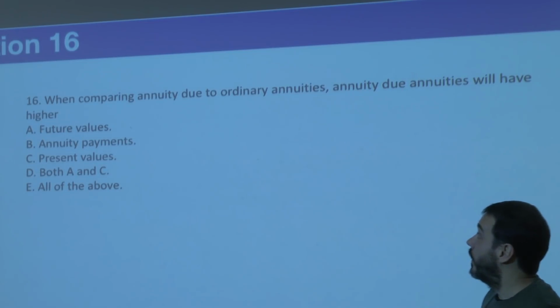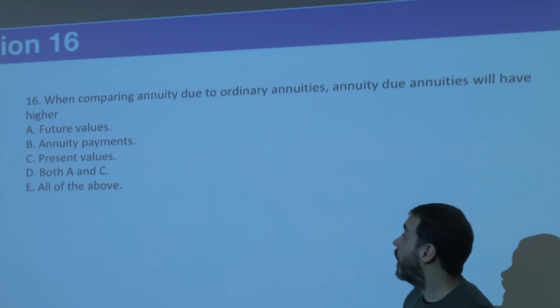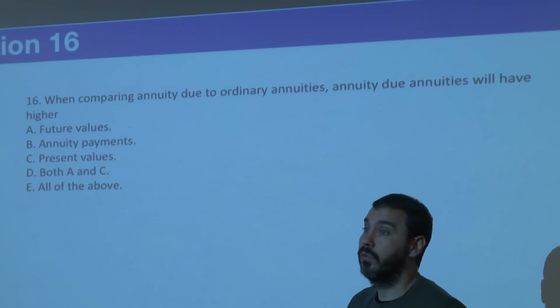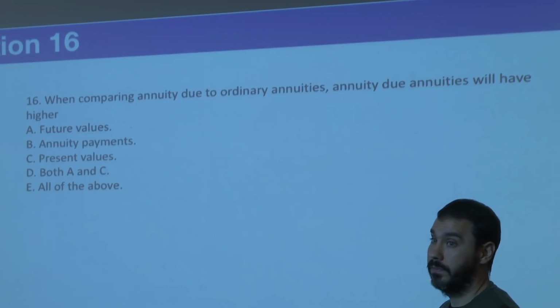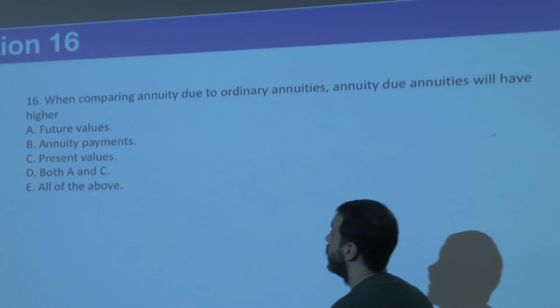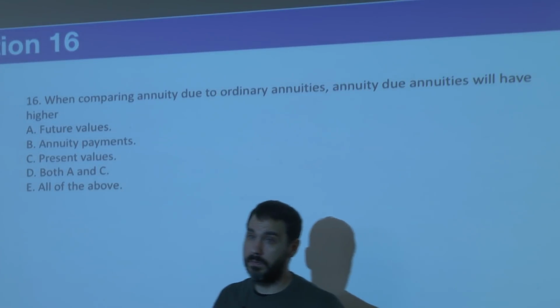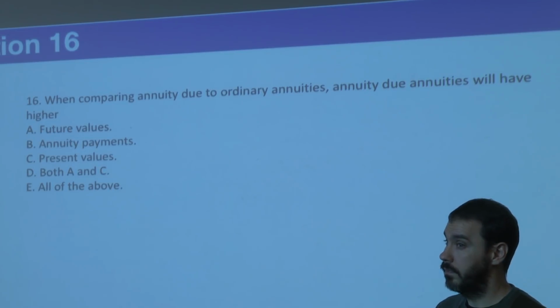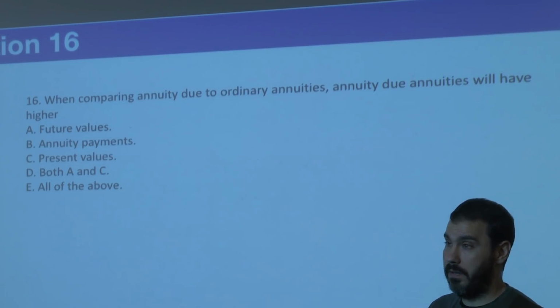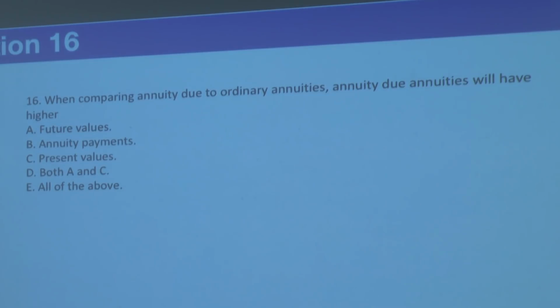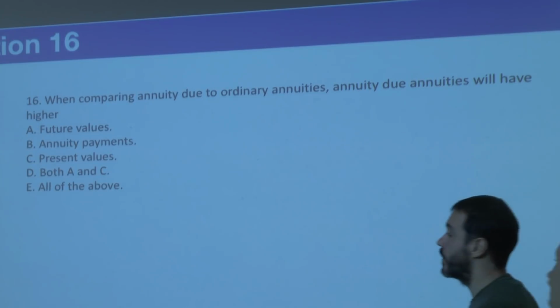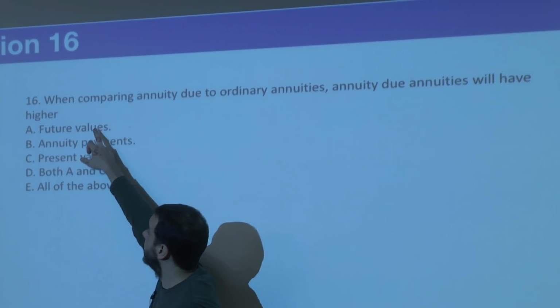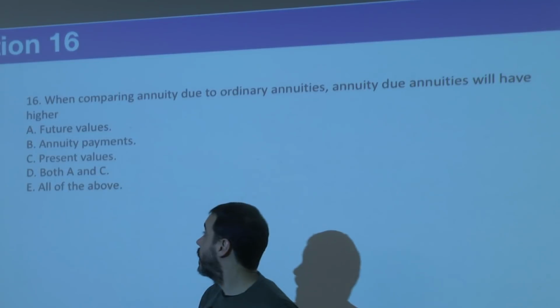Will an annuity due have higher future value relative to an ordinary annuity? By how much? By a factor of 1 plus R. What about present value? You multiply by 1 plus R. Remember I told you both the future value and the present value differ by a factor of 1 plus R. So it will have higher future value as well as present value.